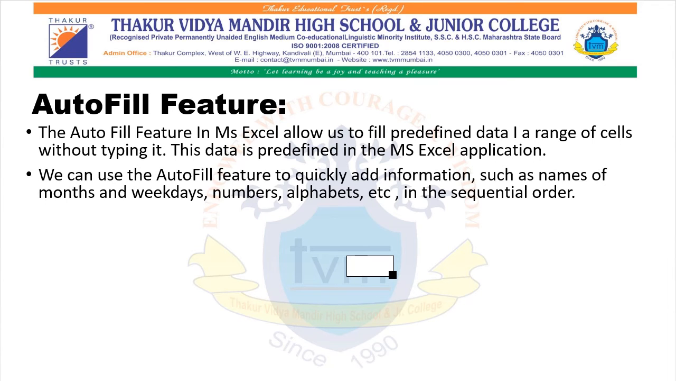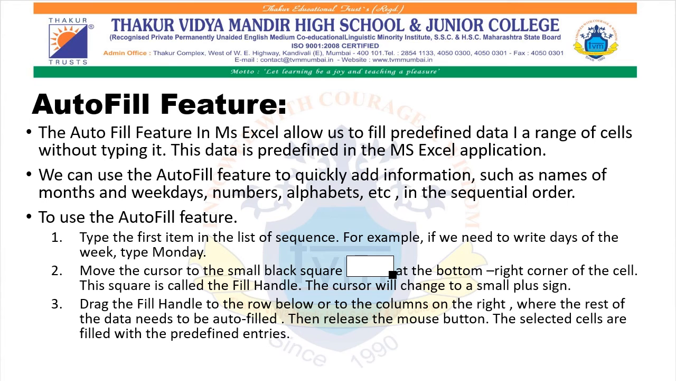Now, how to use this autofill feature? Type the first item in the list of the sequence. For example, if you want to write the days of the week, type Monday. Now move the cursor to the small black square. As you can see here, the black filled square at the bottom right side of the cell is called the fill handle.